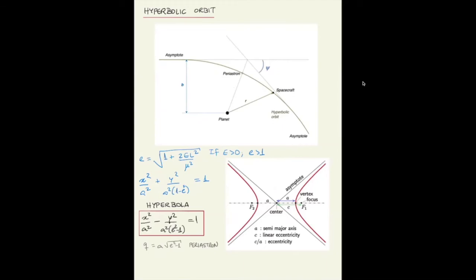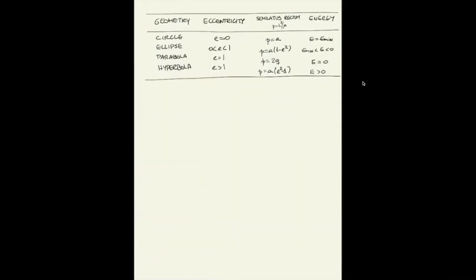Now, because the energy is positive, the semi-major axis now cannot be defined as the negative of the energy. It is redefined as the positive of the energy. Semi-major axis is mu over 2E. And similarly, the semilatus rectum is redefined also as a positive quantity. Now it's P equal to A times E squared minus 1.